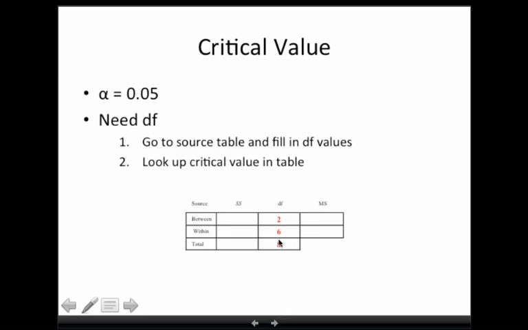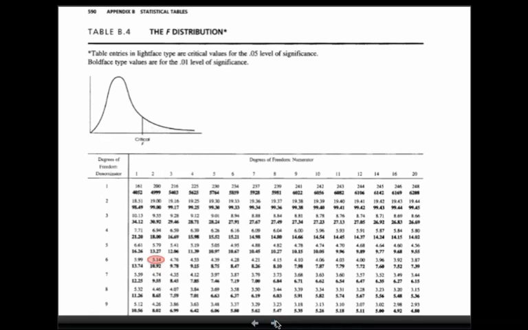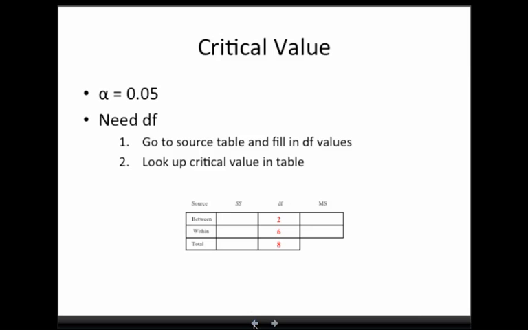I put them in the source table, and you're going to need two values in your critical value table. You need the degrees of freedom for the denominator and the degrees of freedom for the numerator. Now, what it's talking about is in your fraction for your F values, you're going to have mean square between divided by mean square within, and you're going to get an F value there. So the numerator of your fraction is between, the denominator is within.